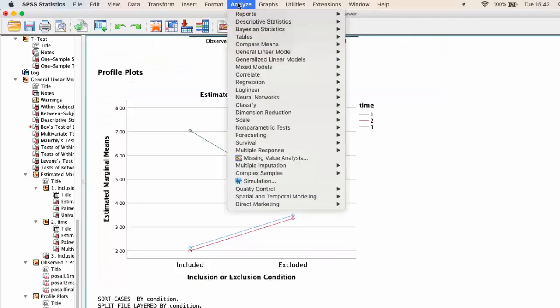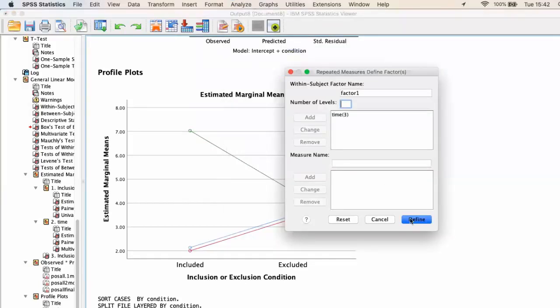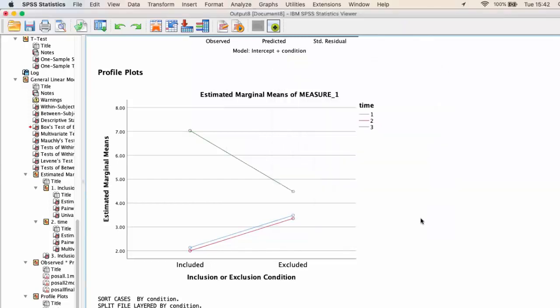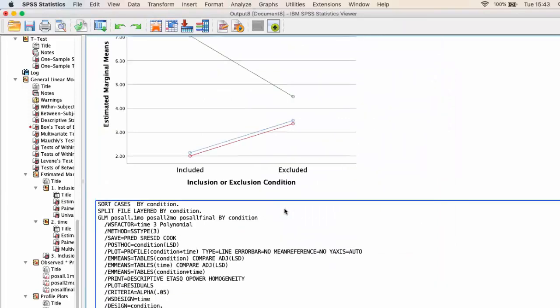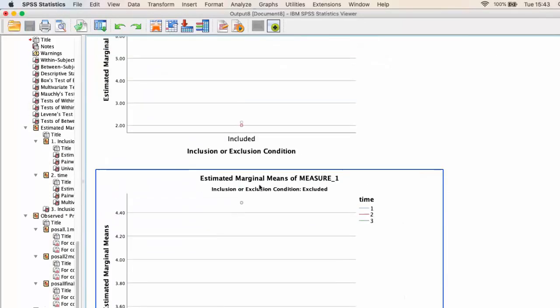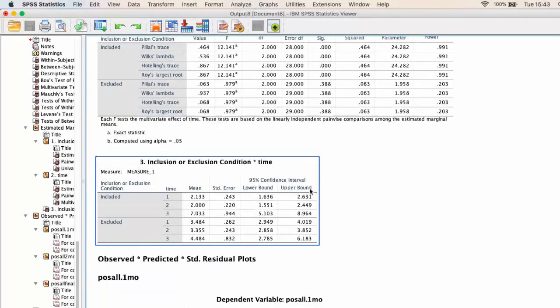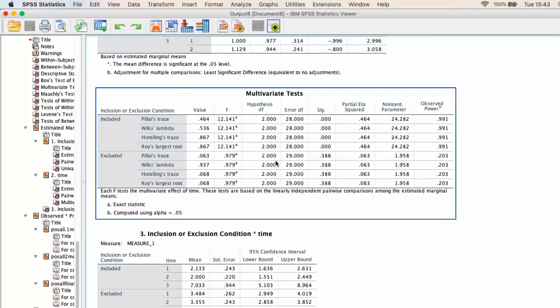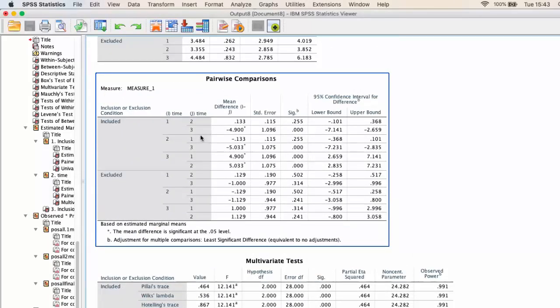And once again, so you go to analyze, general linear model, repeated measures. You don't have to change anything. You just go click define. Everything's all set in there. You hit OK. And SPSS loads. Go all the way to the bottom. All this stuff. And you got your multivariate, oh, it's here. Pairwise comparisons. And now you can see your simple effects.